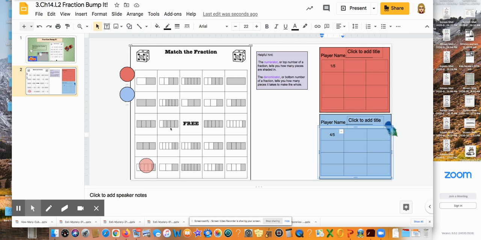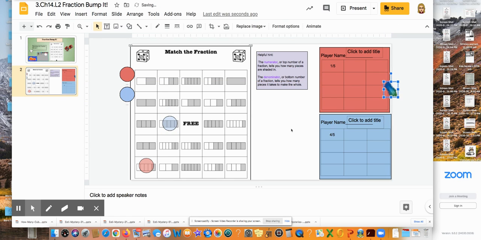So 4 parts shaded in is a lot. 1, 2, 3, 4 parts shaded in. 1, 2, 3, 4, 5 all together. Ooh, so there it is. I have 4 out of 5, or 4/5 shaded in. So my partner gets to put their game piece on that one. And then I'm going to move the feather back up so that the next person can go.